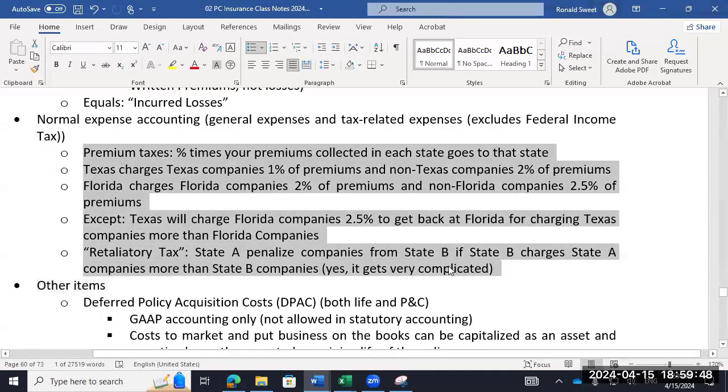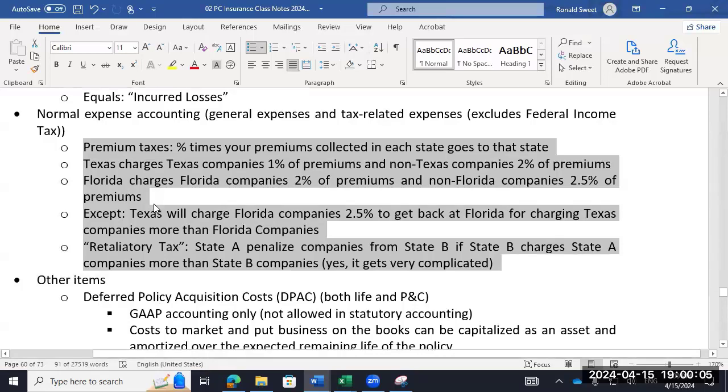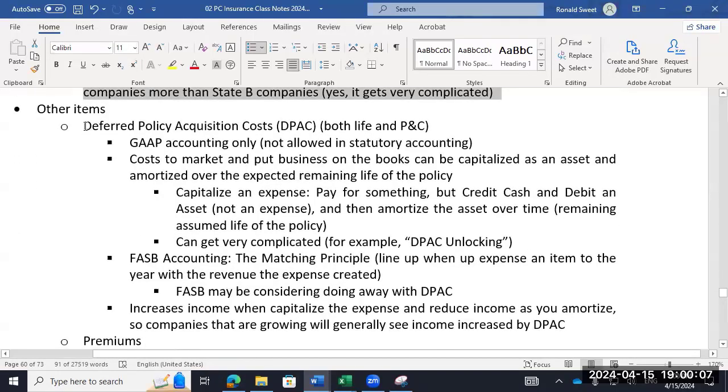My job at USAA was to try to save as much premium tax as we could, because certain states had these rules. If you did certain types of investments in the state, you got to offset your premium tax. So we were able to save USAA hundreds of millions of dollars of premium taxes by doing those investments. So there's a lot there that you could do. That's pretty cool.